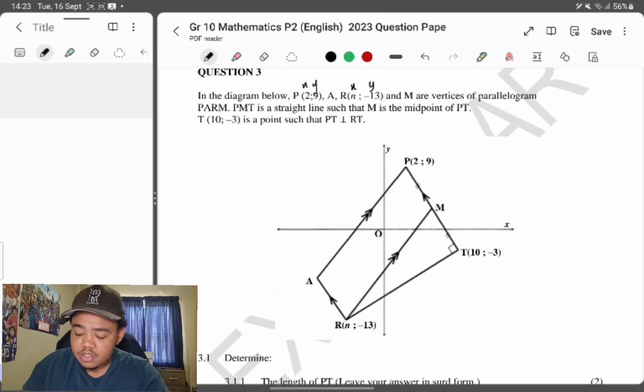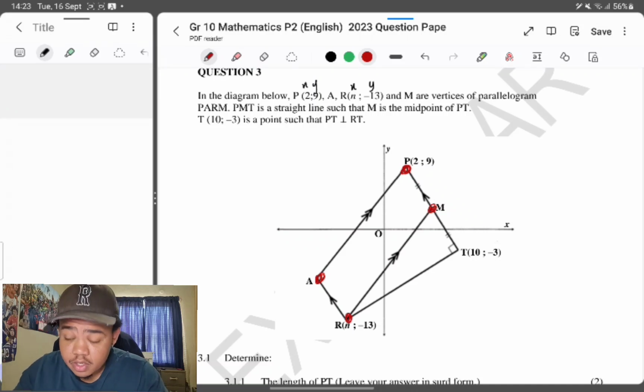And M are vertices of the parallelogram. Vertices mean points. Those are the points. So P is one vertex, A is another vertex, R is another vertex, and M. Right, so those four dots connecting make a parallelogram.